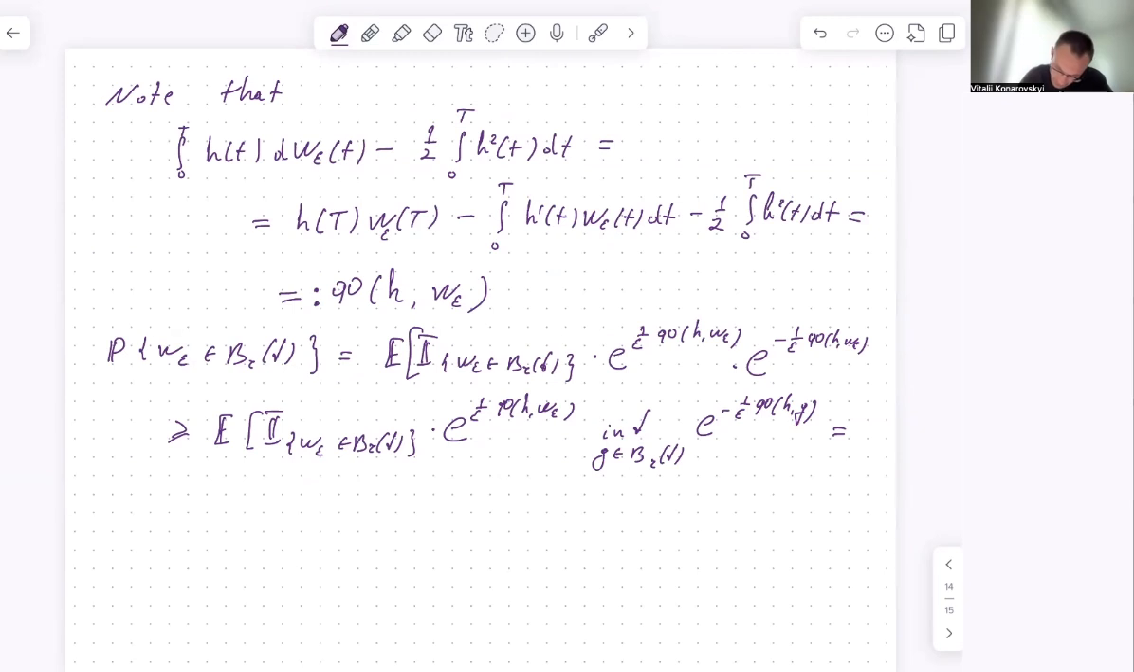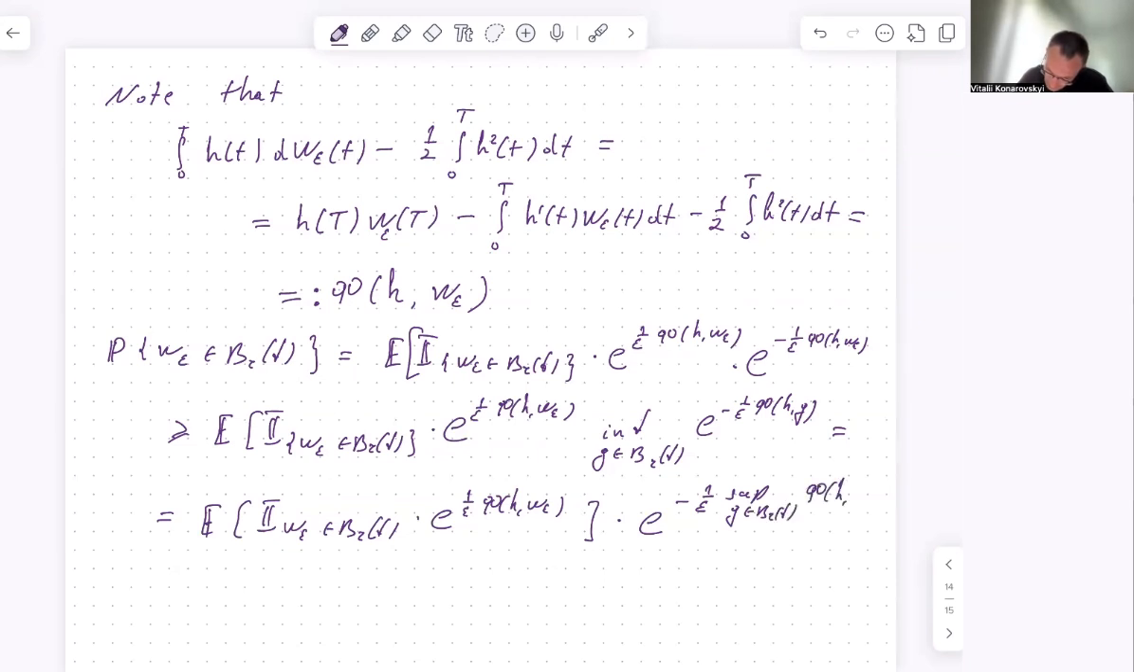It is just using the monotonicity of the expectation. You will have the expectation of the indicator of w epsilon belonging to B_r(f), and then you have e to the power 1 over epsilon V h w epsilon. And then you can move everything outside. You will see here e to the power minus 1 over epsilon times the infimum, but then changing infimum and minus, you will get supremum. So therefore you will have 1 over epsilon supremum over g belonging to B_r(f) of the function phi h g.